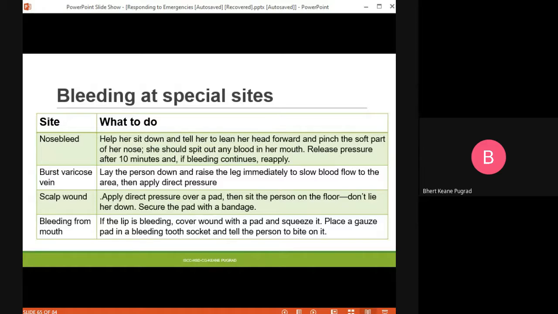Okay, how about if the patient has bleeding in his mouth? No? If the lips are bleeding, cover the wound with a pad and squeeze it, or place a gauze pad in a bleeding tooth socket and tell the person to bite on it. Okay, parang kapag nagpapabunot tayo, usually, 'di ba? Naglalagay sila ng, what do you call that? Your cotton balls on the tooth, and then the dentist would instruct you to keep a bite on that gauze pad or on that cotton ball, okay, to stop the bleeding.